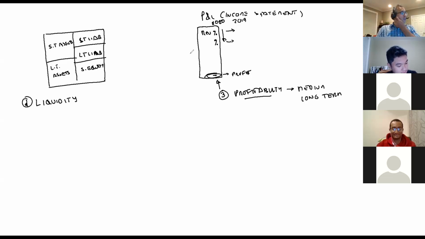Okay, so what is liquidity, guys? Why is liquidity very, very important? Liquidity is a term that is necessarily related to short term. You need money to fund day-to-day operations. Yeah, exactly. You need money to do that.